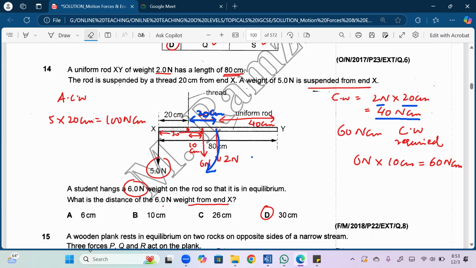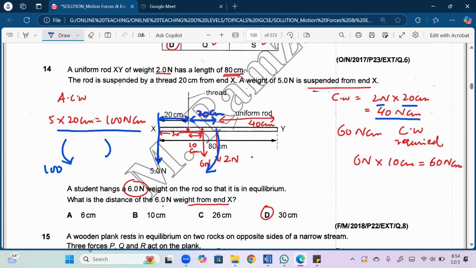What is the rest of the moment? 5 Newton times what? 5 Newtons times 20 because it is from the pivot. So it is 5 times 20. It is going to make 100 Newton centimeter. So anti-clockwise moments are 100, clockwise moments are only 40. It means there must be further 60 Newton centimeters clockwise in order to make it in equilibrium because clockwise must be equal to anti-clockwise. So in order to produce 60, the 6 Newton load is available to me.